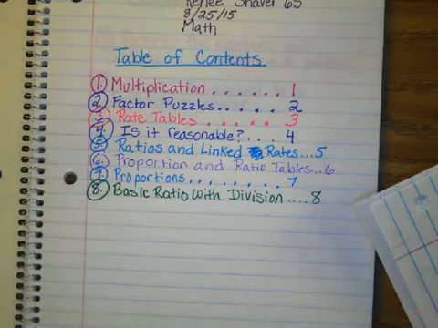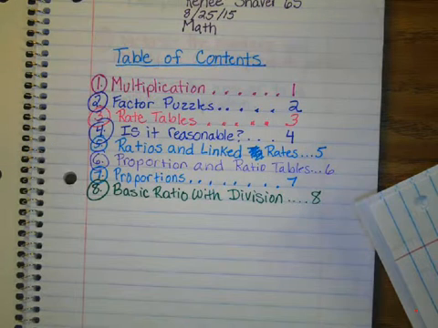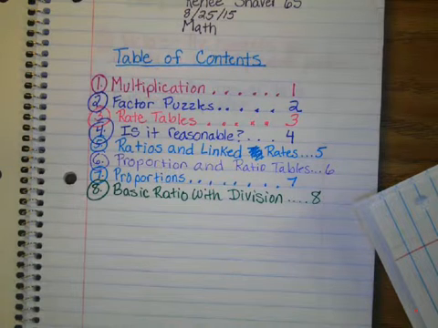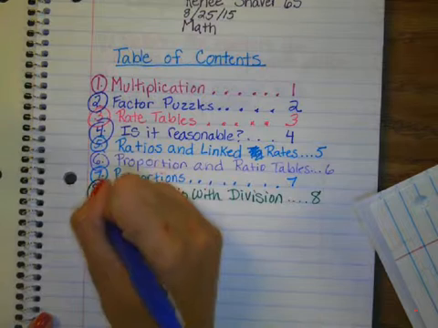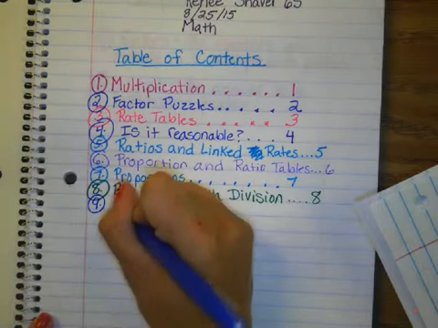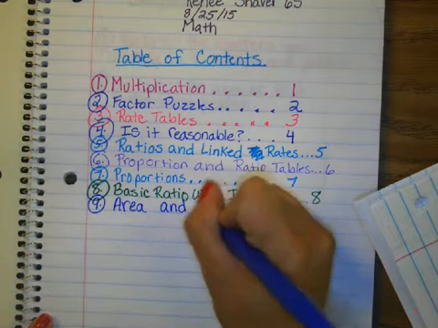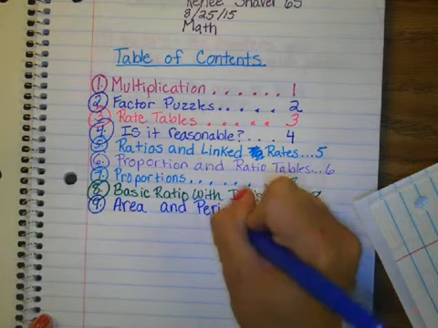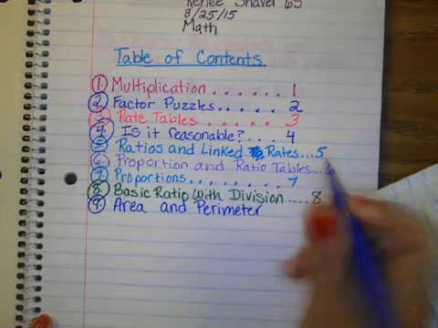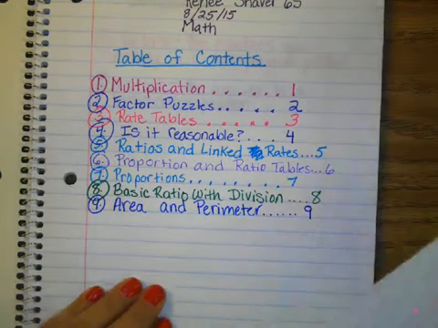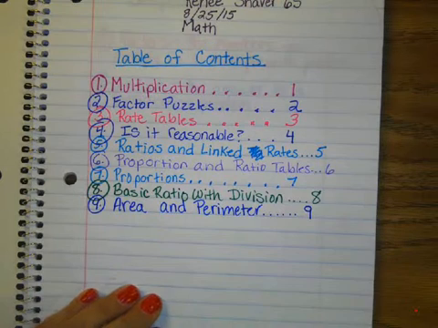Alright, so under your notes, let's go ahead and do number 9, which is going to be area and perimeter. And then turn to page 9 and title it Area and Perimeter.